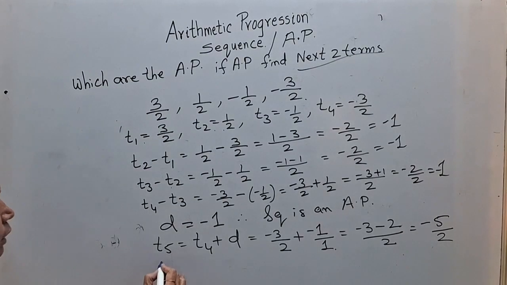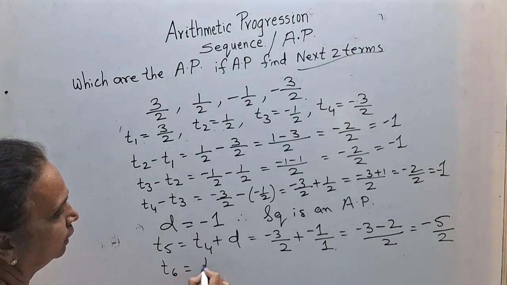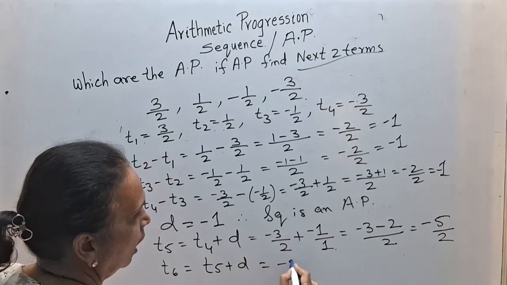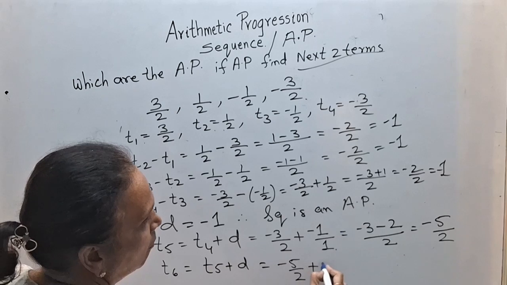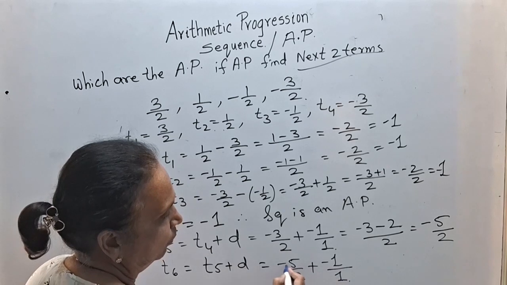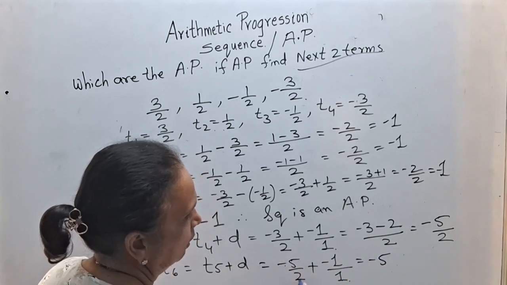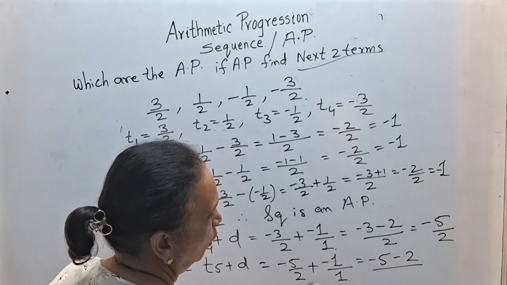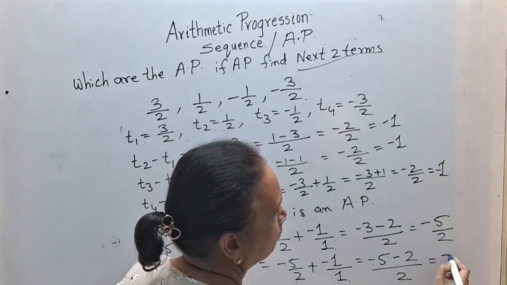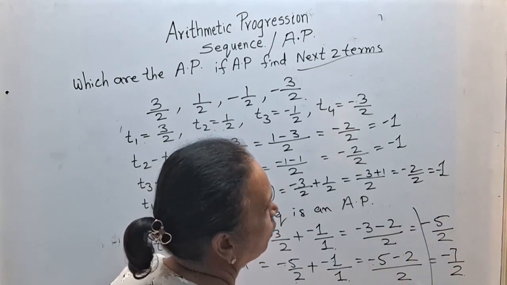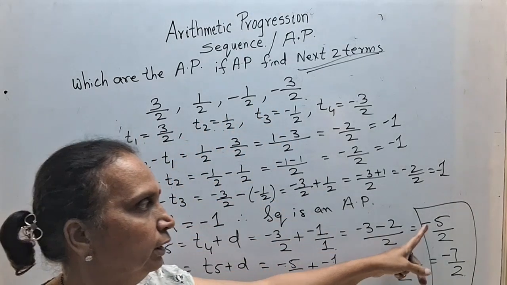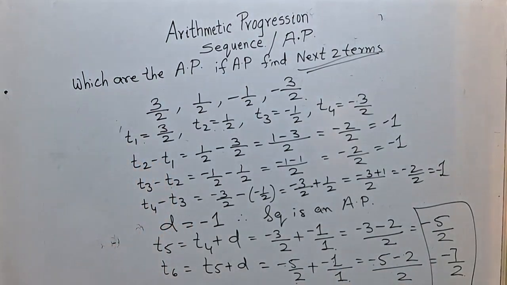Now next is T6. That is T5 plus D. T5 I got now is minus 5 upon 2 plus D, which is minus 1 upon 1. I will cross multiply. Plus into minus is minus, minus 5. Plus into minus, minus 2 upon 2, ones are 2. Both are minus, so you do plus with a minus sign. That is minus 7 upon 2. So these are the required next two terms of this arithmetic progression: minus 5 upon 2 and minus 7 upon 2.